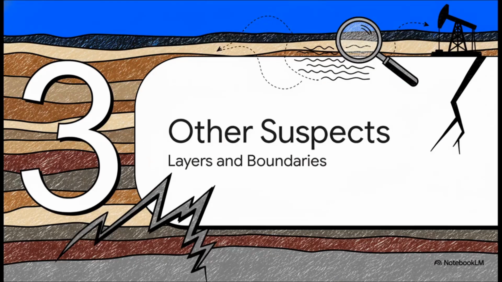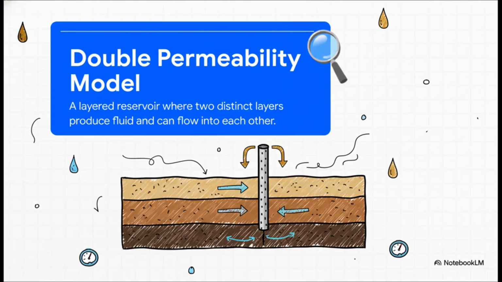But wait, a fractured system isn't the only possible culprit here. Sometimes our detective work points to other suspects, like distinct layers of rock or some really sharp geological boundaries. We could, for example, be looking at what's called a double permeability system. This is that layer cake model we mentioned earlier. You've got at least two different rock layers, both producing directly to the well, but they're also able to feed each other if the pressure changes.